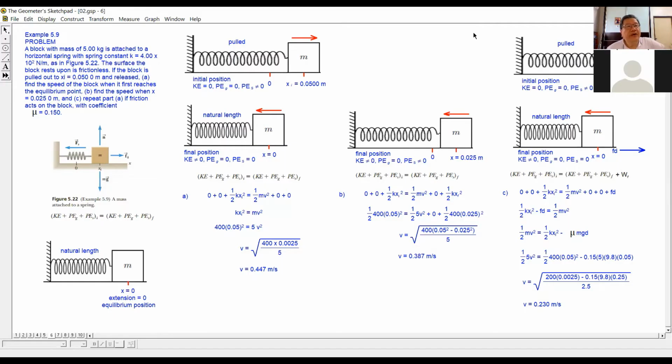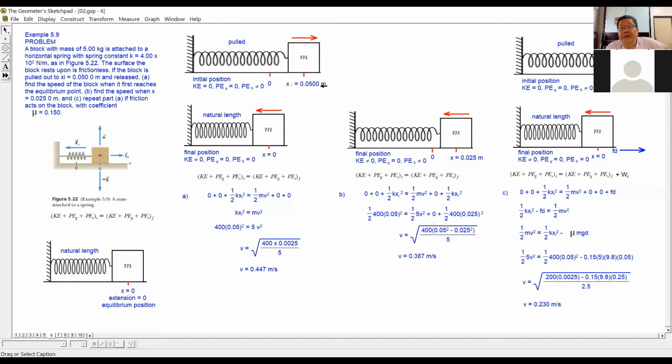No question, we're going to look at the final part. The final part is actually saying that now there is friction. So repeat part A, not referring to part B, it's referring to part A. Part A means they are crossing the equilibrium position. But this time there is friction.